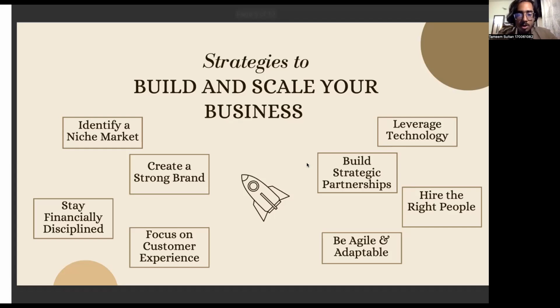Forming a partnership with other businesses or organizations that can help you reach new customers, expand your offerings, or improve your operations. For example, if I talk about my business, the most recent strategic partnership that my company did was with a Bangladeshi band that is Dads in the Park.